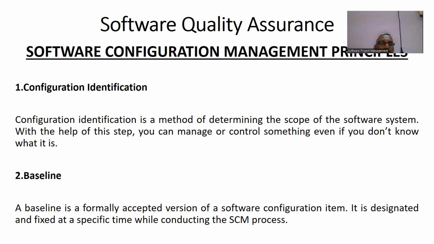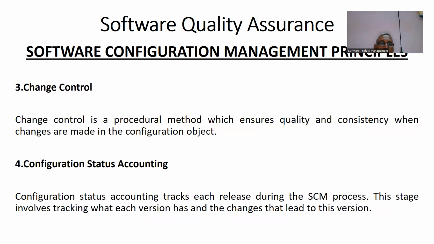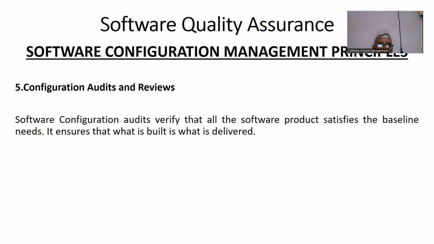Next one, configuration status accounting. Configuration status accounting tracks each release during the SCM process. This stage involves tracking what each version has and the changes that led to this version. Next one, configuration audits and reviews. Software configuration audits verify that the software product satisfies the baseline needs. It ensures that what is built is what is delivered.